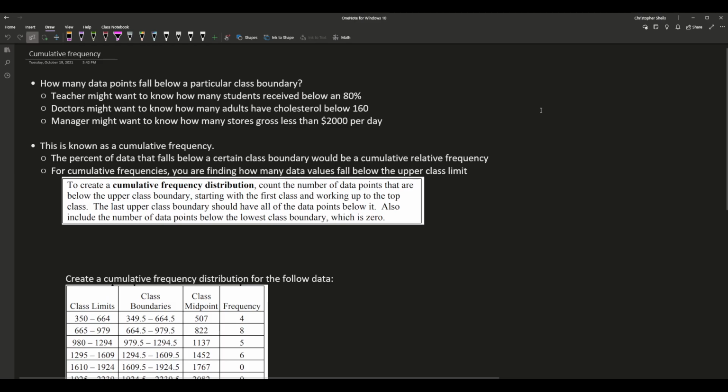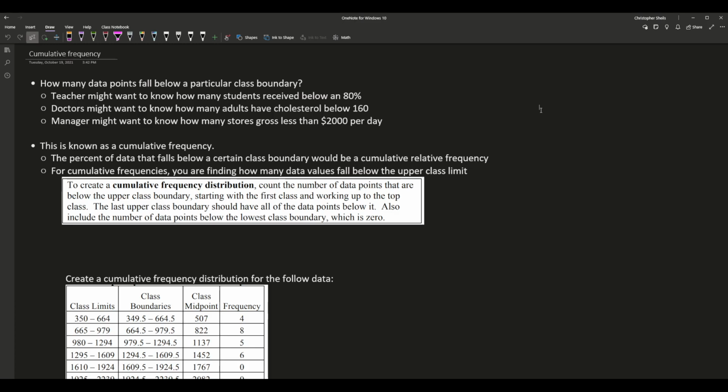So another useful piece of information might be how many data points fall below a particular class boundary. For instance, a teacher might want to know how many students received below an 80%. A doctor might want to know how many adults have a cholesterol of below 160. A manager might want to know how many stores gross less than $2,000 per day.